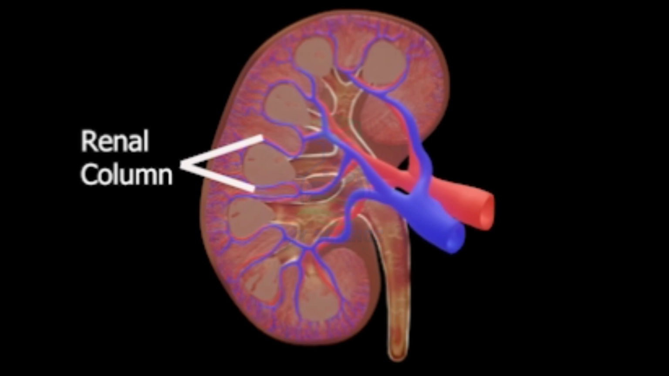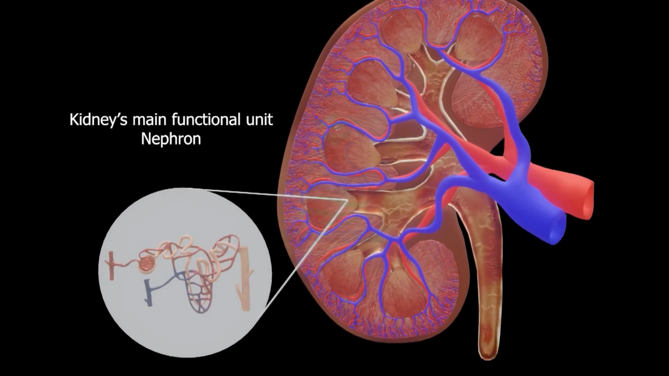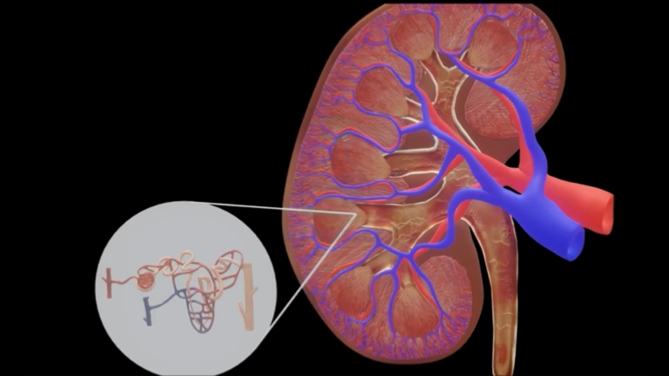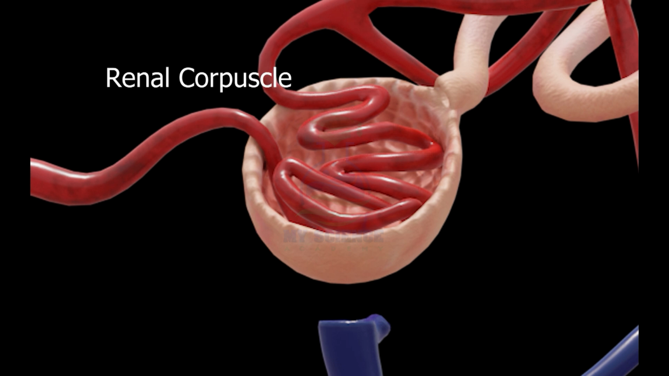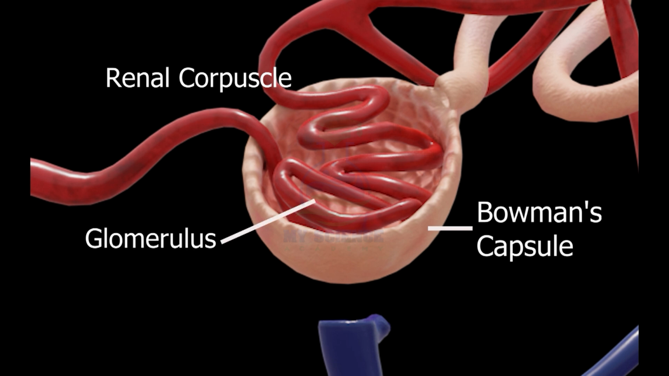Before stepping towards the remaining structure of the kidney, here I will discuss some special structures present in this region, the main structural and functional unit of the kidney called nephrons. Each kidney contains about 1 to 1.5 million nephrons. According to microscopic structure, each nephron has the following components. First is the renal corpuscle, which consists of a cup-shaped structure called Bowman's capsule and another called glomerulus, which is a network of capillaries where the filtration of blood occurs.